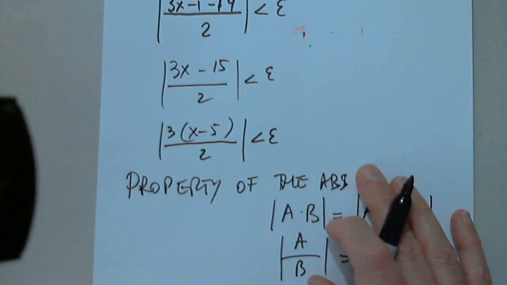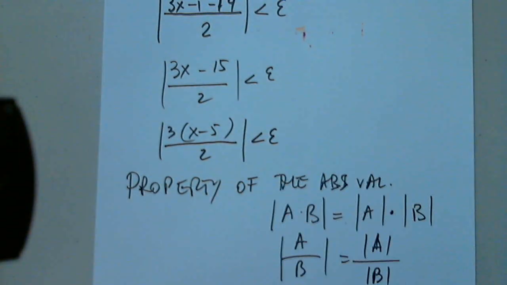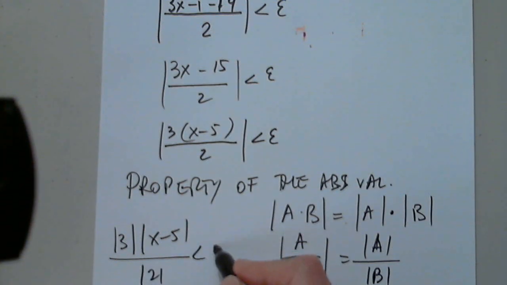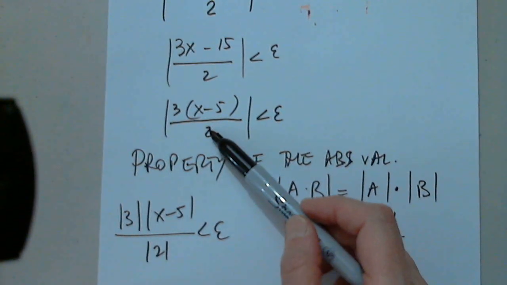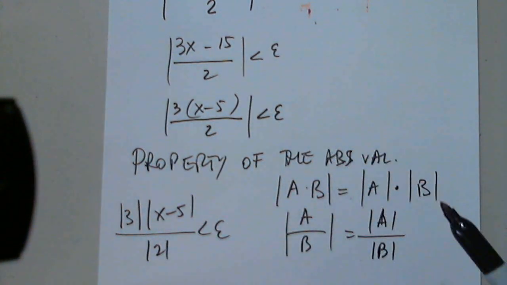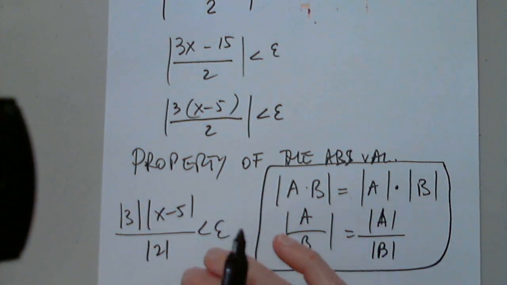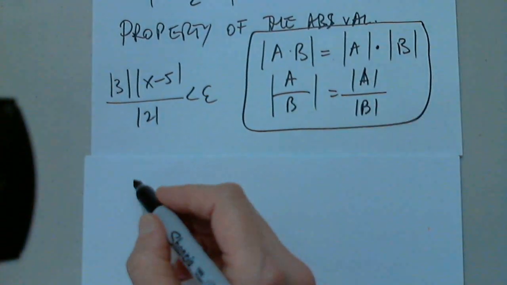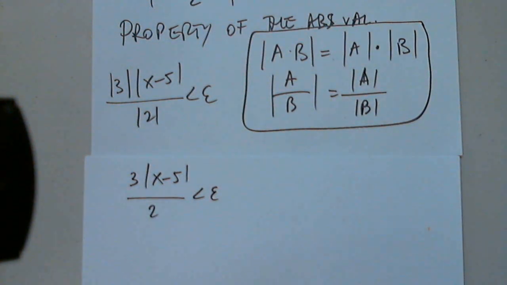I have to use these properties. I have to show at this step that I'm using these properties. So how do I do that? The absolute value of 3, the absolute value of x minus 5 over the absolute value of 2 less than epsilon. You can say, why do I need to write the absolute value of 3? I know it's 3. Why do I need to write the absolute value of 2? No, we have to use these properties first. Although we know that the absolute value of 3 is 3 and the absolute value of 2 is 2, we have to write this step. Then, yes, I'm going to write 3, and then the absolute value of x minus 5 over 2 less than epsilon. What am I after?